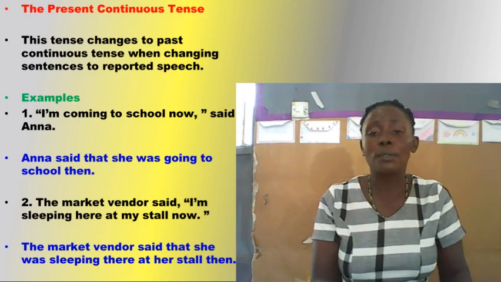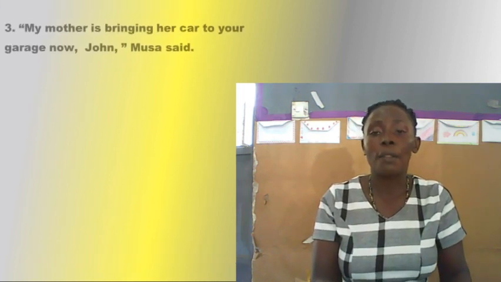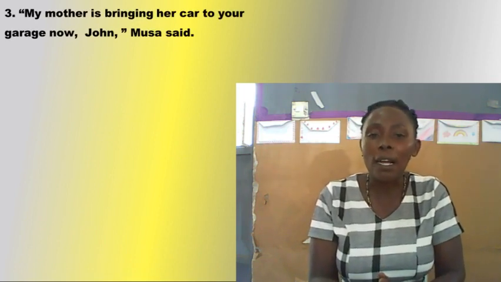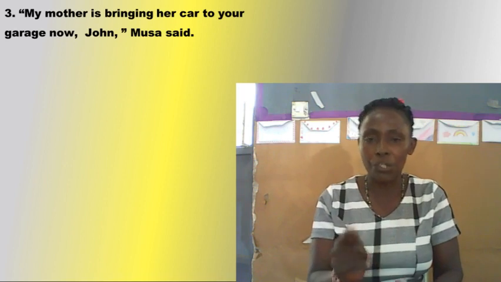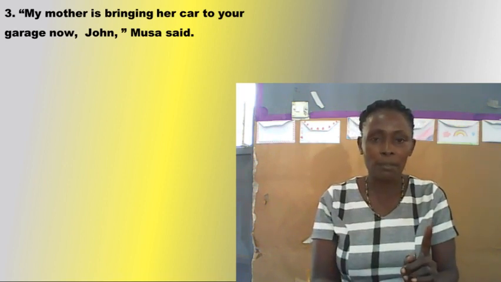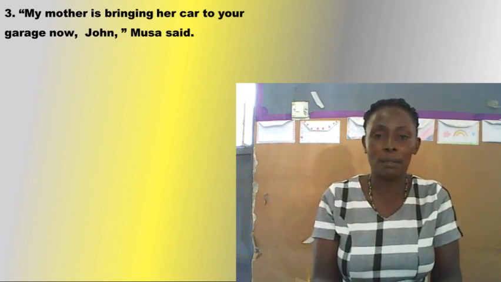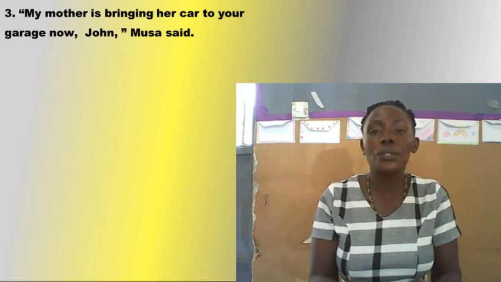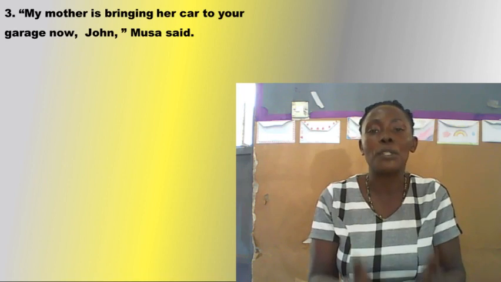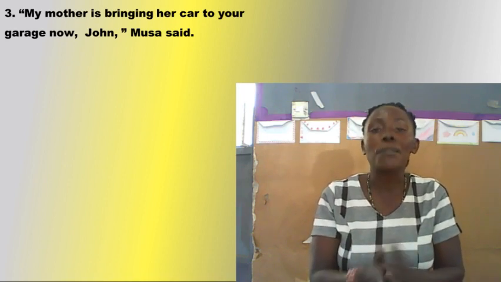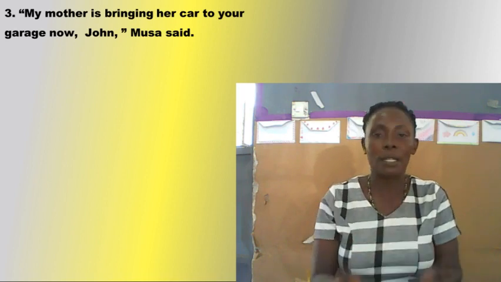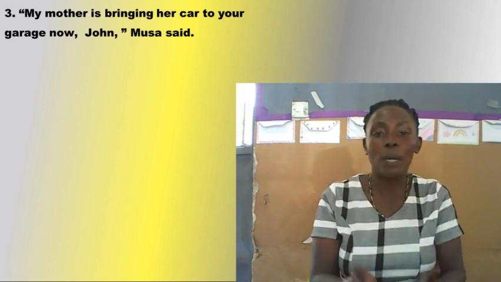Let's look at example 3, which reads: My mother is bringing her car to your garage now, John, Musa said. Who has said these words? Whose words are these? These are Musa's words. To whom was he talking? He was talking to John. My mother is bringing her car to your garage now, John, Musa said. Who said these words? Musa.